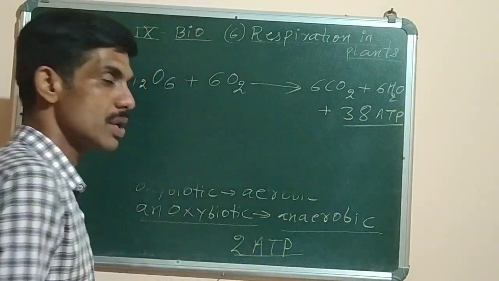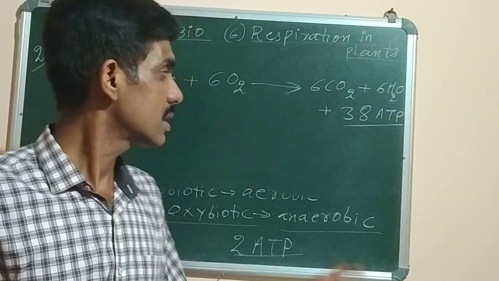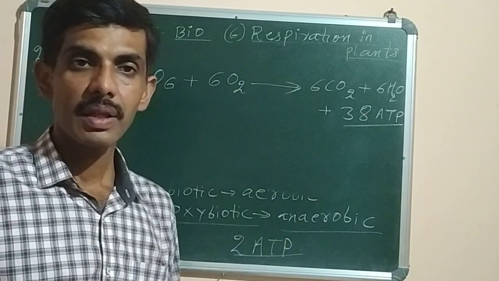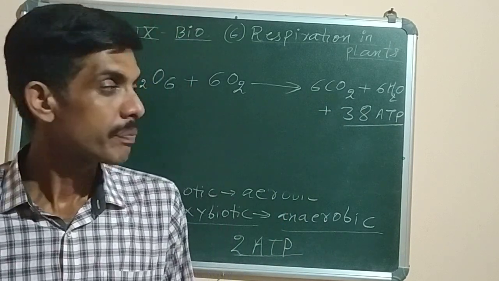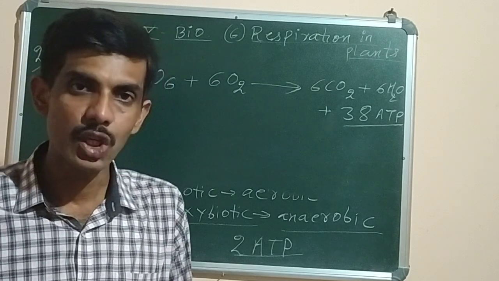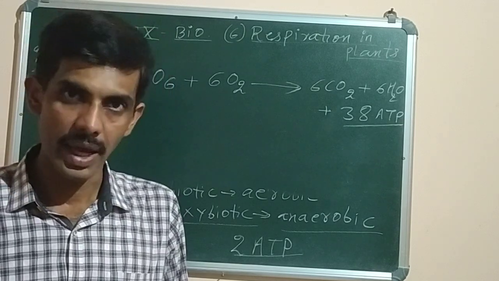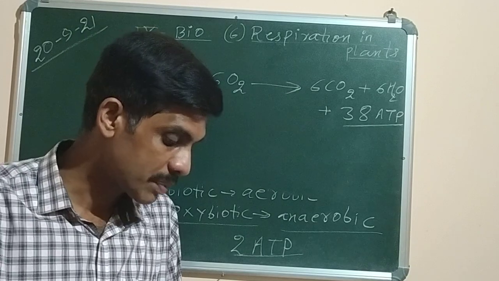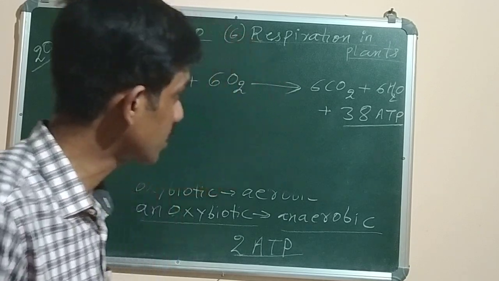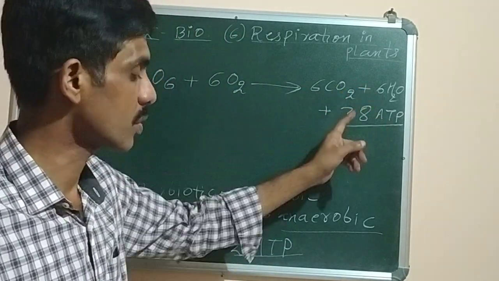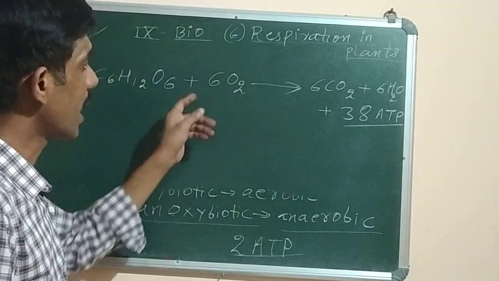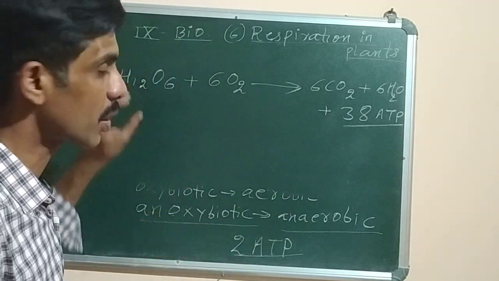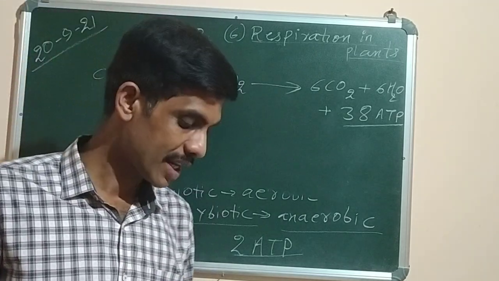So energy comes in 2 forms. What are they? This is the ATP, that is the energy of the cellular respiration, and the second energy is heat energy, which is produced in animals particularly. So this much energy is produced: 6 molecules of carbon dioxide, 6 molecules of water, and 38 molecules of ATP generated during aerobic respiration. So this is the chemical equation for aerobic respiration.